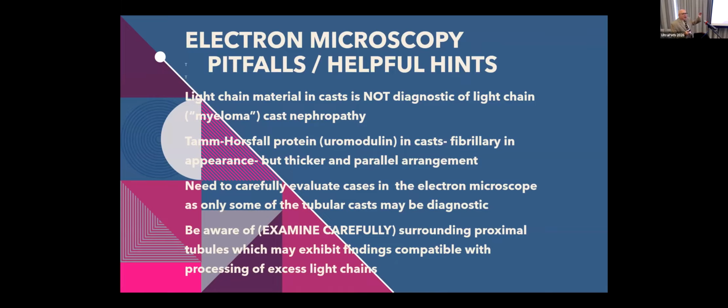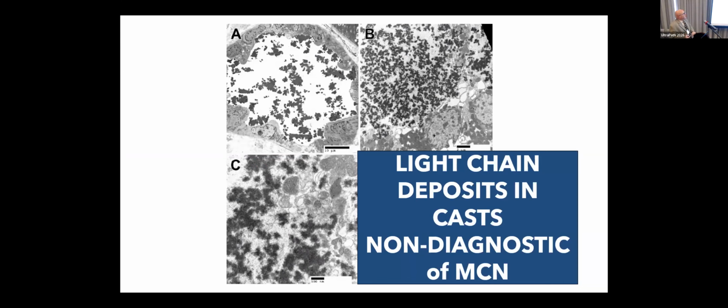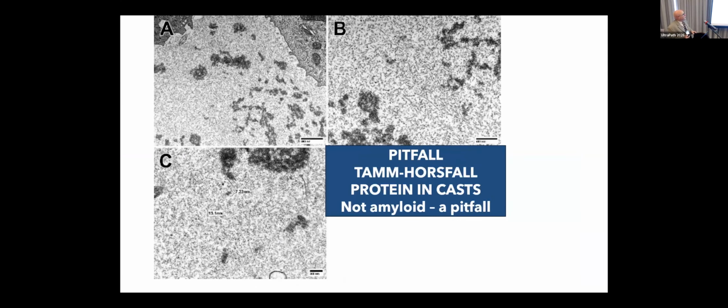You need to evaluate the cases carefully. You've got to look at more than one or two or three tubules. Find several casts that you can look at because you may find some casts that are not myeloma casts in the biopsy. And also make sure that you identify properly what you're looking at. This here is light chain deposits in the casts. It means nothing because it could be the isotypical light chain, but it could be the other light chain. You'll find that in most cases, and that doesn't mean a thing. You should not use that as one of your criteria.